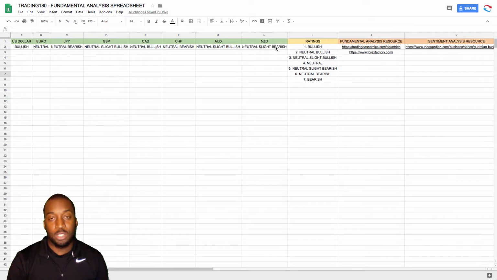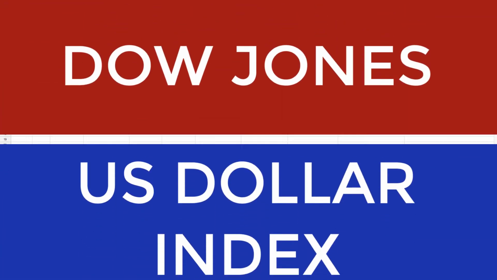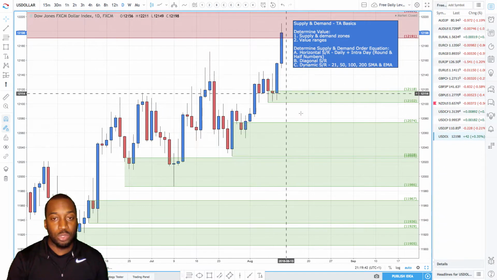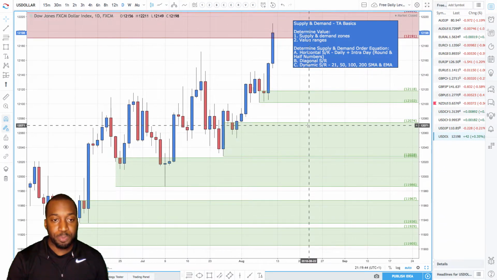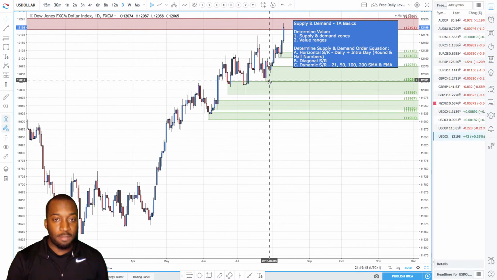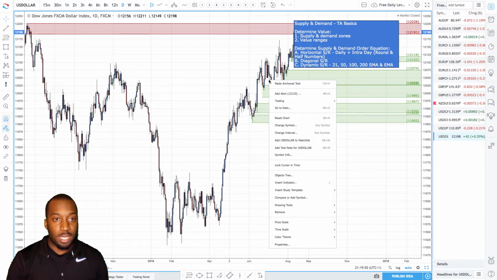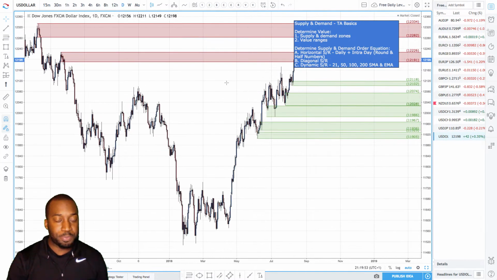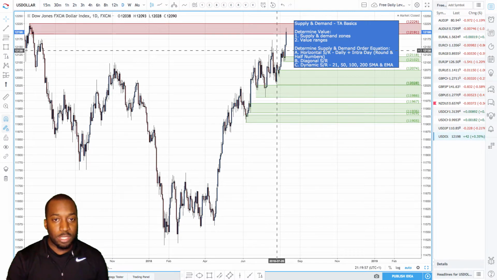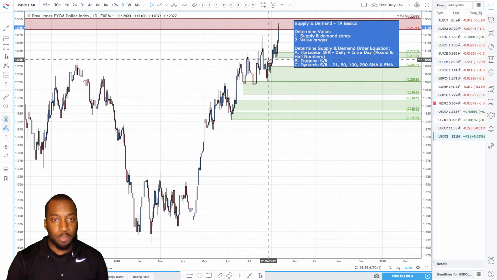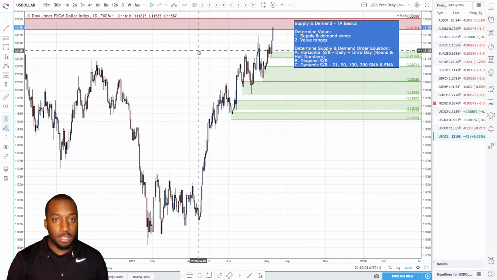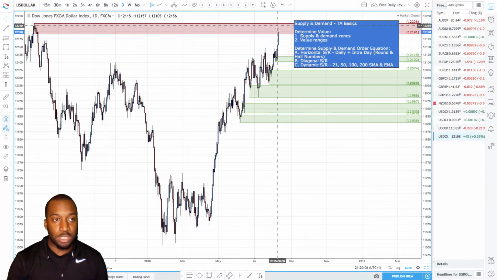But let's get into the technicals now, right? And let's get into the Dow Jones Dollar Index, right? So this week we have a few levels. If we zoom out a little bit on the daily chart, pretty much from last week, the dollar index, the dollar obviously got stronger. A lot of bullish news came out, and we're up into this supply zone.